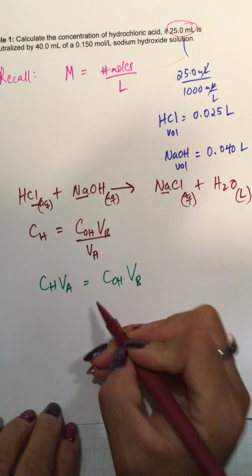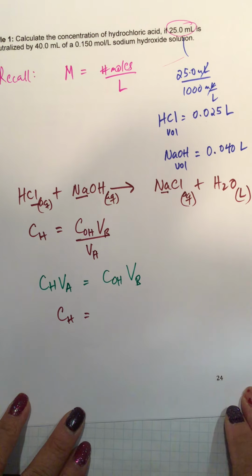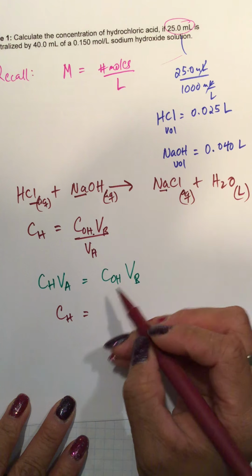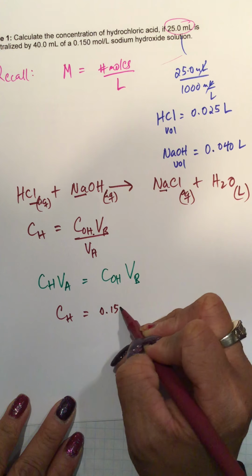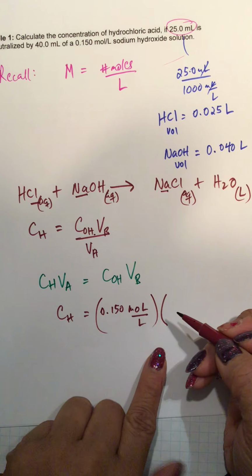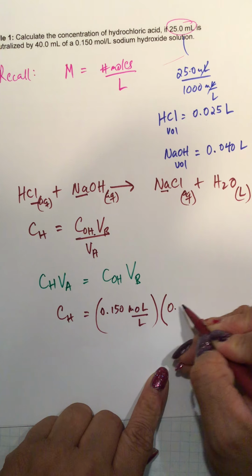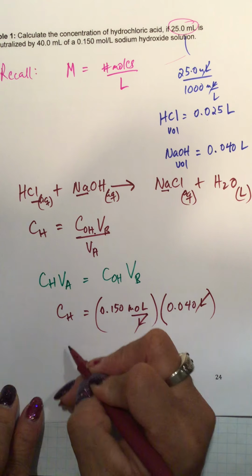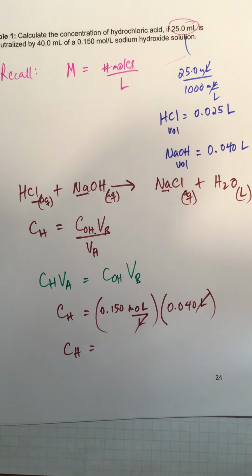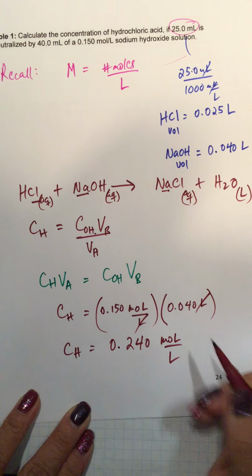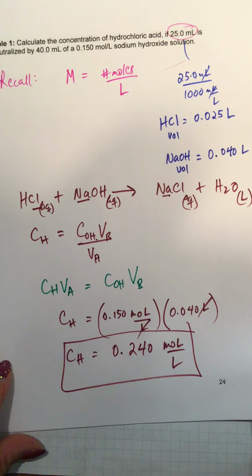So now we fill in the unknown. To find the concentration of the hydride, the concentration of the sodium hydroxide is 0.15 moles per liter. And the volume of the base, sodium hydroxide, is 0.040 liter. And as you can see, your equation is correct because the liters will cancel. And so the concentration of the hydride, let me get the calculator here, is 0.240 moles per liter, or molars. So that's our example 1.